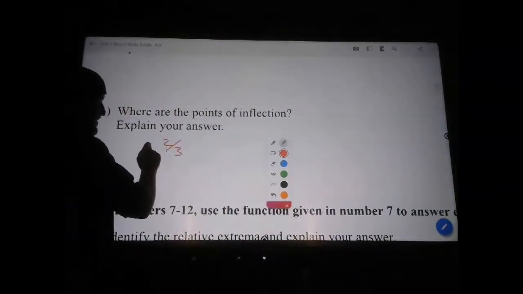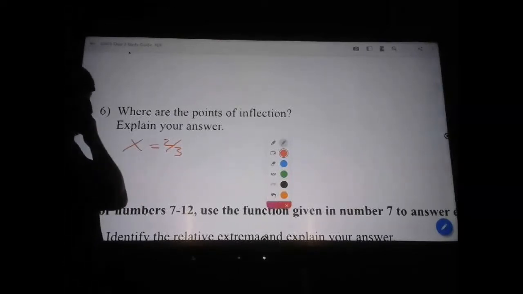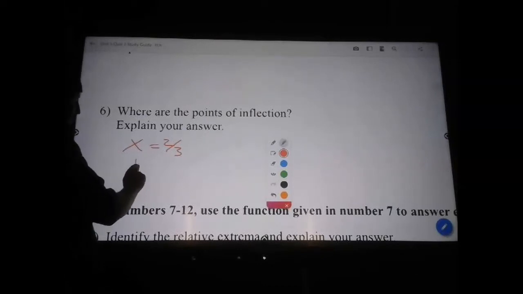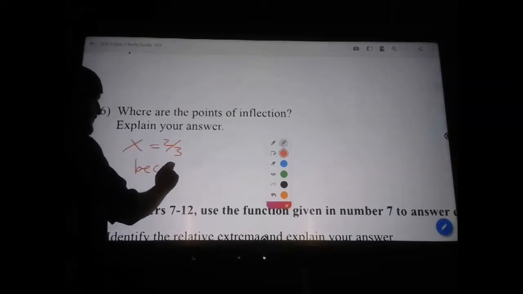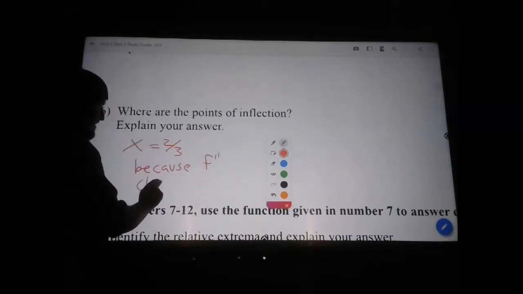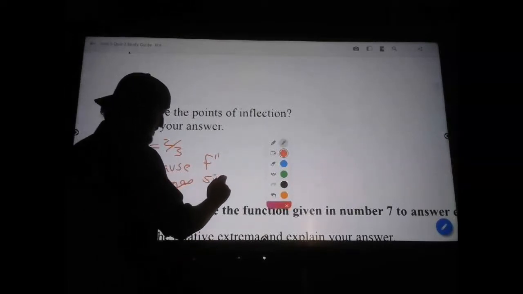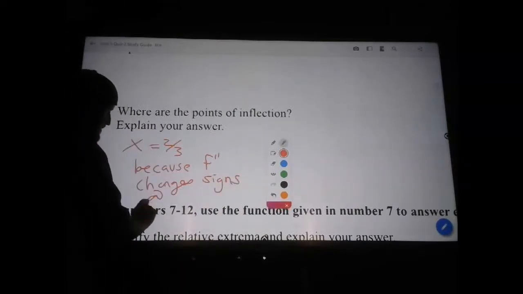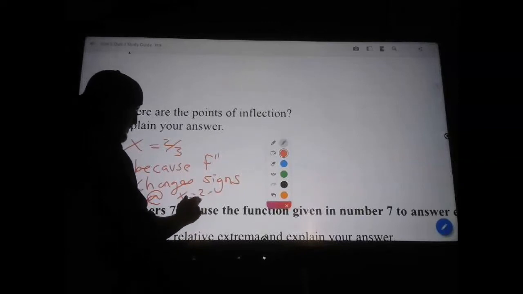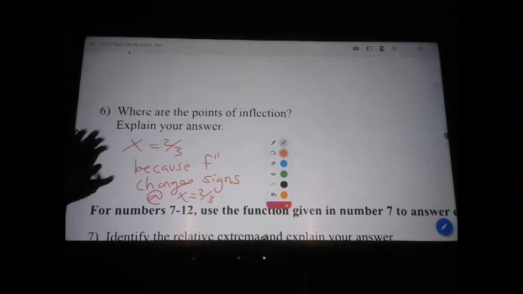Now, we want to explain why that is. The explanation for this would be because f double prime changes signs at that point. That's your reason. So, that's one whole problem there.